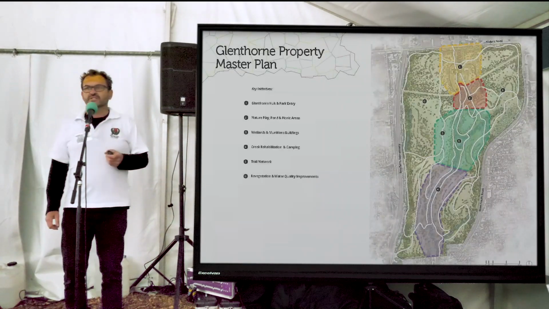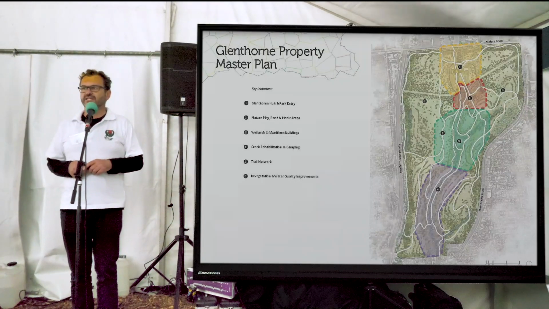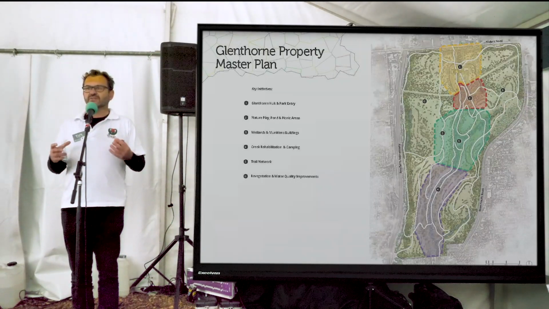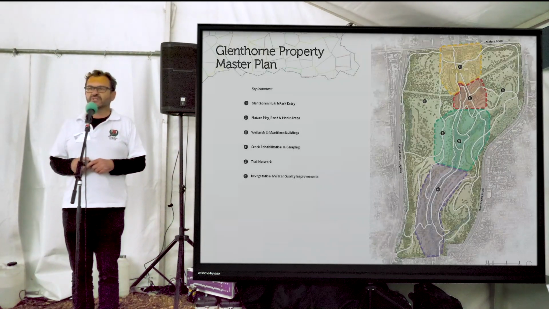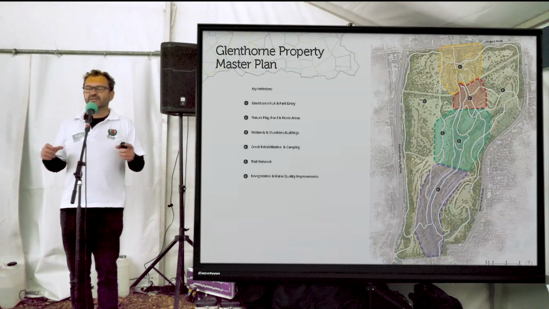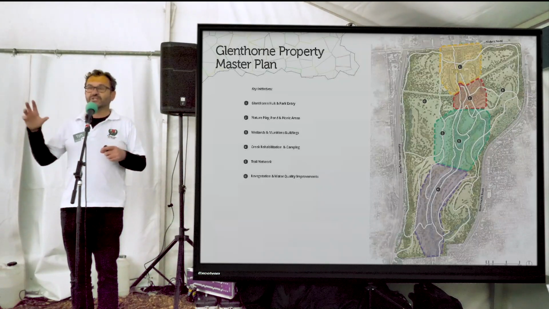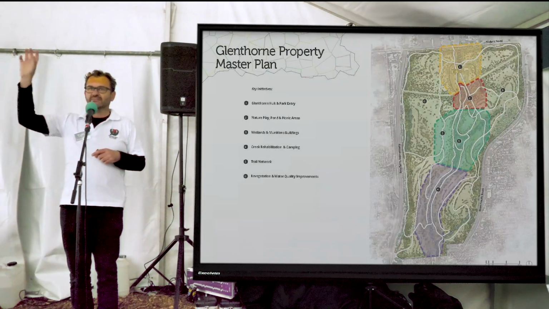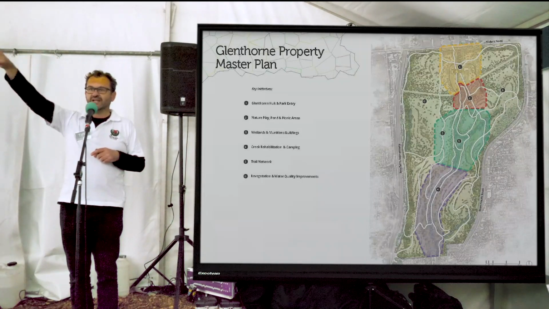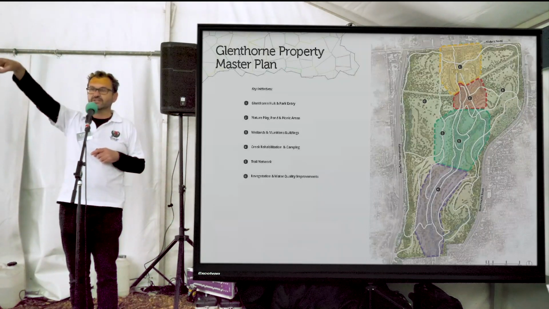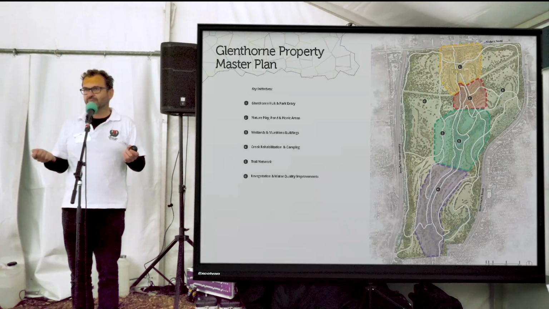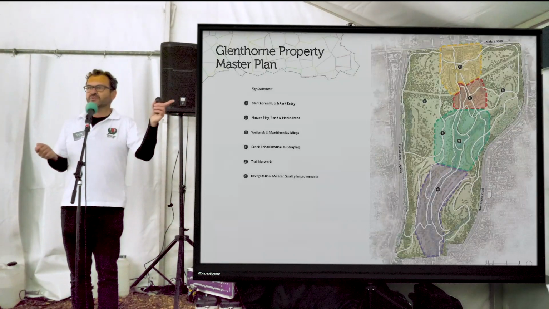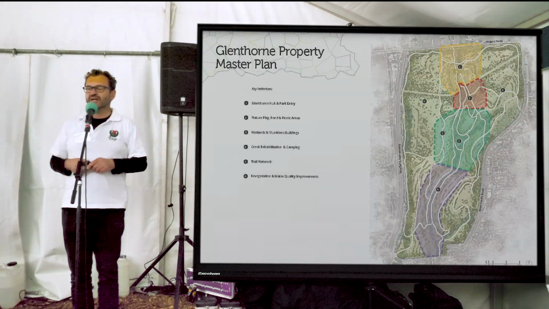The Glenthorne property itself has 6 key elements in terms of the Master Plan. The first is the establishment of a main Glenthorne hub, which will be a visitor information and entry precinct, which is located just down the hill behind us here. That will be basically your first point of access into the Glenthorne property. So access will be using the existing drive off Majors Road.